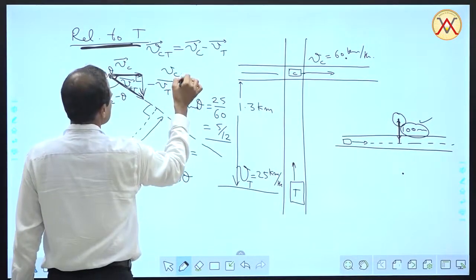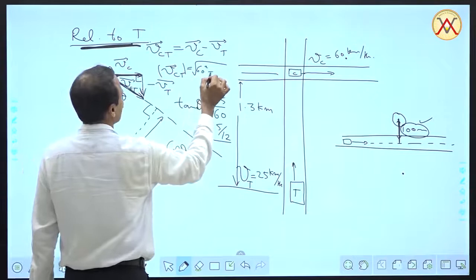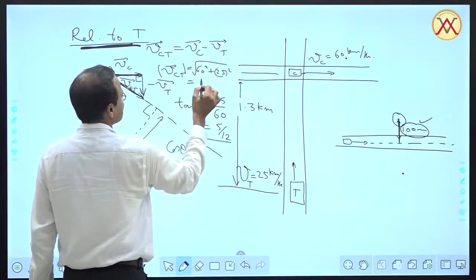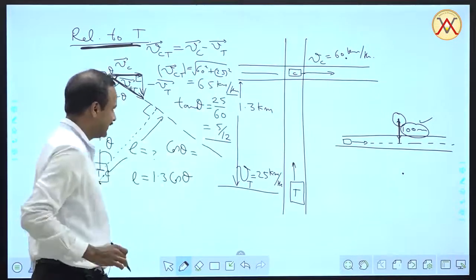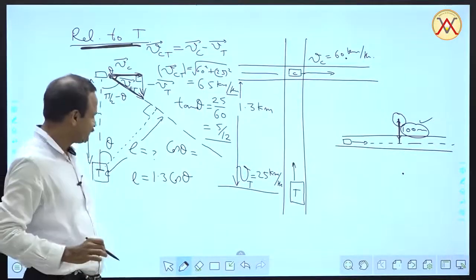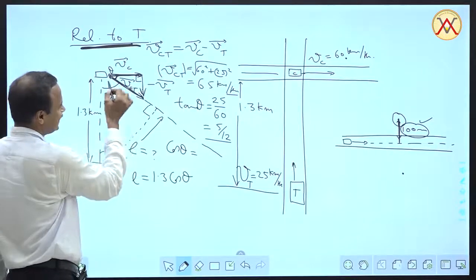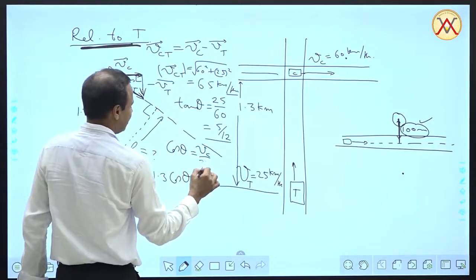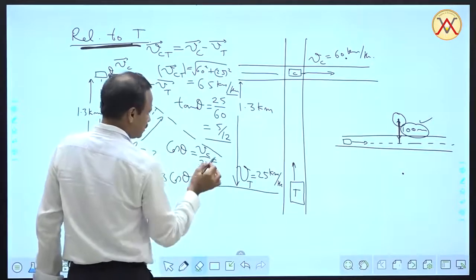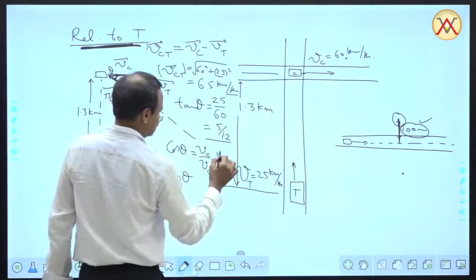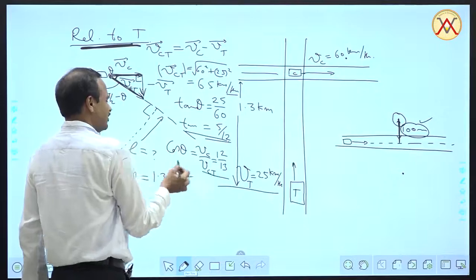Magnitude of Vct will be, of course, square root of 60 squared plus 25 squared, which if you calculate becomes 65 kilometers per hour. The values are very nice. Okay, so your cos theta you can write as Vc upon Vct in this triangle. Vc divided by Vct, so 60 by 65, it is equal to 12 by 13. It's simple trigonometry anyway. If you know tan theta, you can find cos theta.